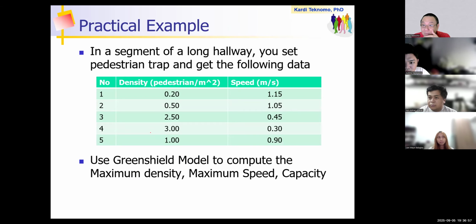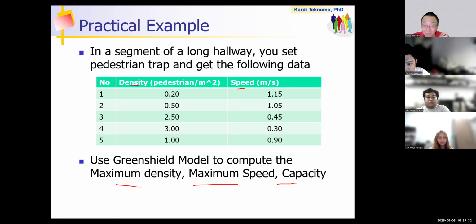Let's take an example here. I use data for pedestrians. Later for cars, you do it in your assignment. Next week you need to submit that in Moodle. So say I have this density and speed data for pedestrians. Can you use the Greenshields model to compute the maximum density, maximum speed, and the capacity?